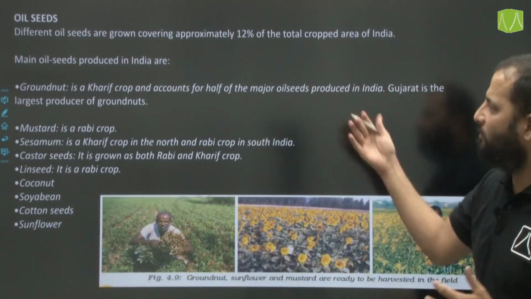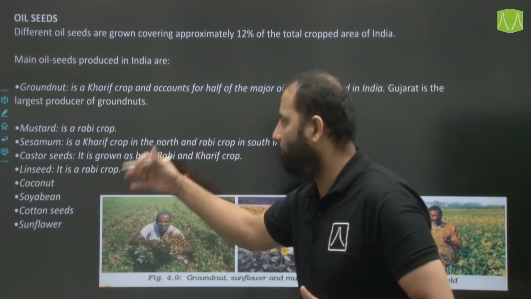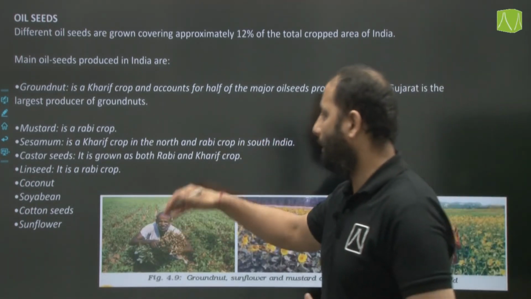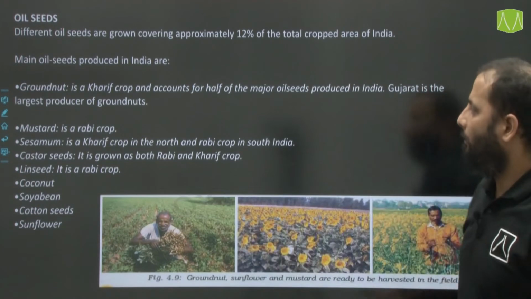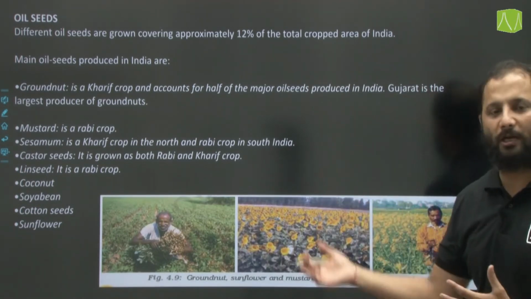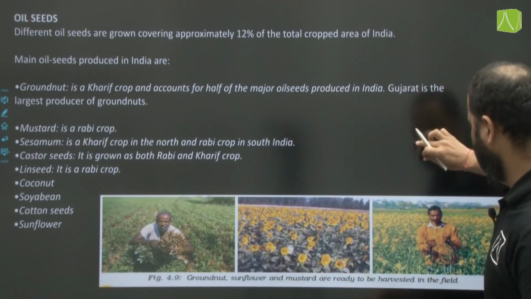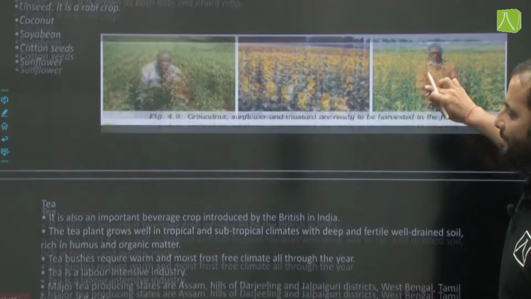Others are mustard, which is a rabi crop, sesamum, which is a kharif crop in the north and rabi in the south India, castor seeds again grown both as rabi and kharif crop, linseed which is a rabi crop, coconut, soya-bean, cotton seeds and sunflower are the other oil seeds.